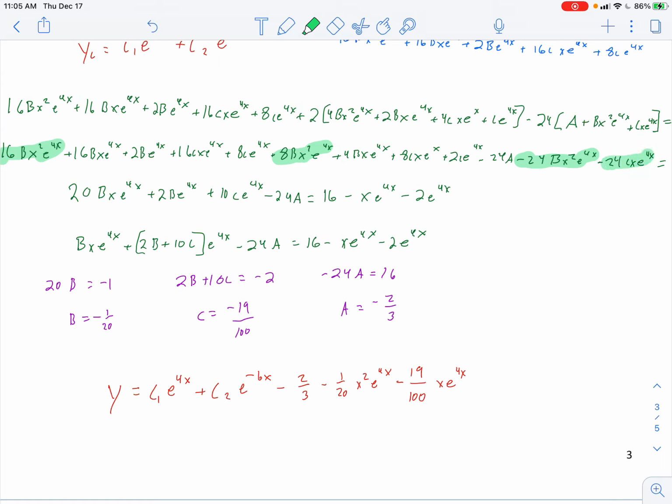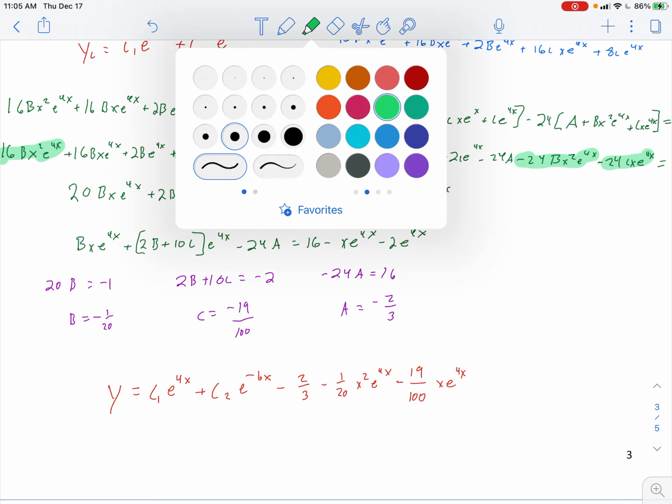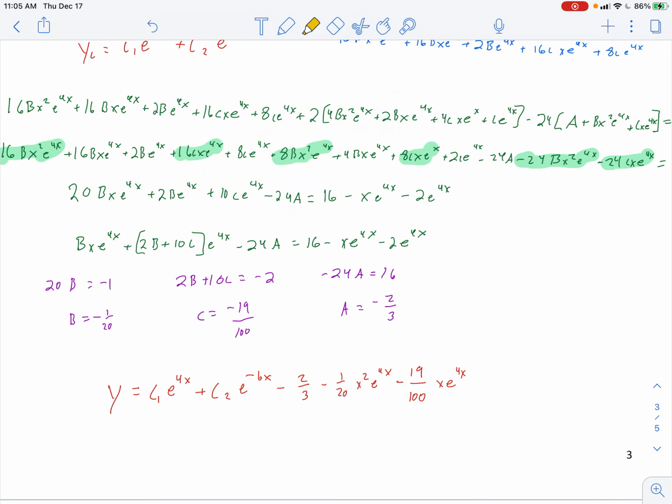Minus 24cx e to the 4x, is that going to cancel out? Let's see. We have a plus cx e to the 4x. Do I have any more? Oh, there it is, and it cancels out. So everything that I've just highlighted cancels out. Everything that I'm about to highlight remains.